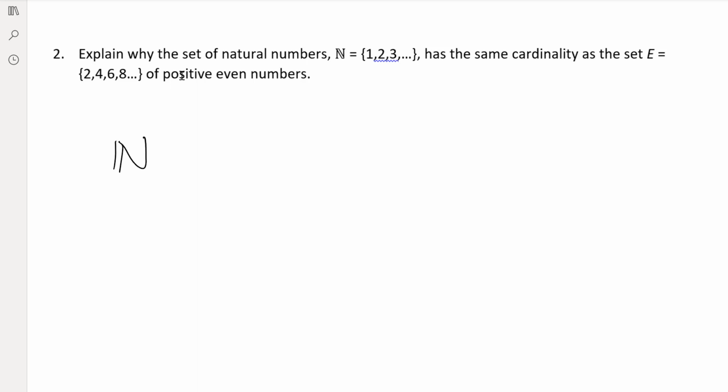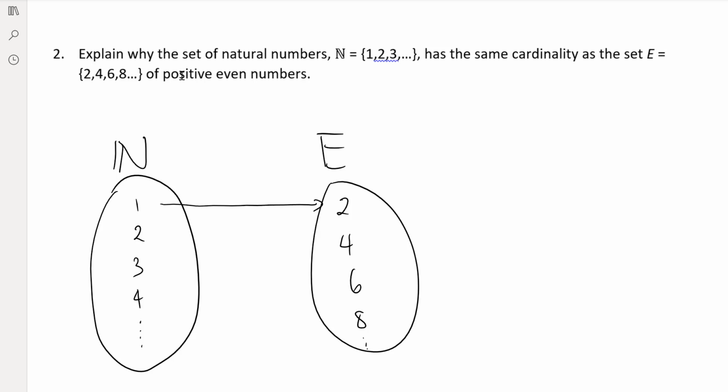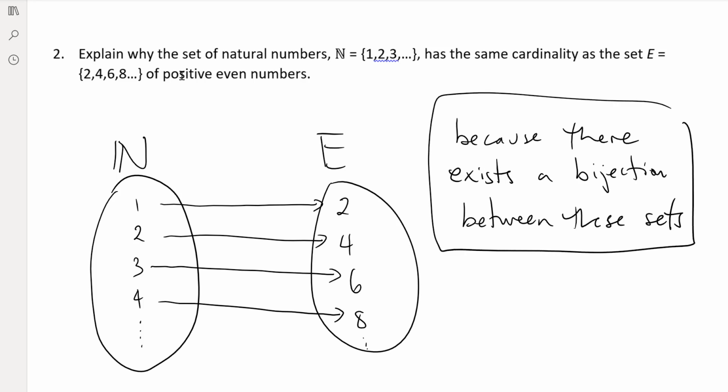Here's the set of natural numbers. Let's say we have 1, 2, 3, 4, and this goes on forever. And let's create the set E here of even numbers: 2, 4, 6, 8, and that goes on forever. And we can very quickly, easily find a one-to-one and onto function that maps every element of the natural numbers to an even number. So simply put, the answer is because there exists a bijection between these two sets.